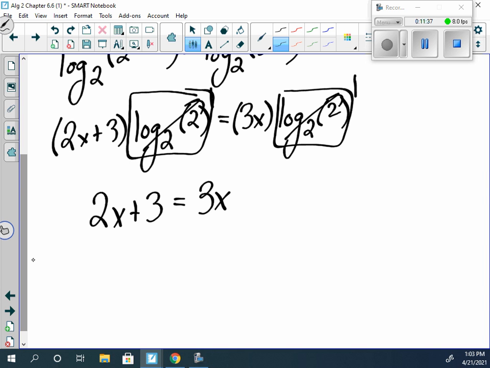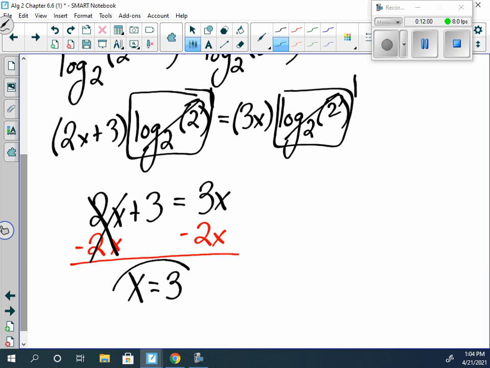All right. Well, let's solve this in one step. What would we need to do? Subtract 2x from both sides. As 2x minus 2x would be 0. 3x minus 2x is just x equals 3.